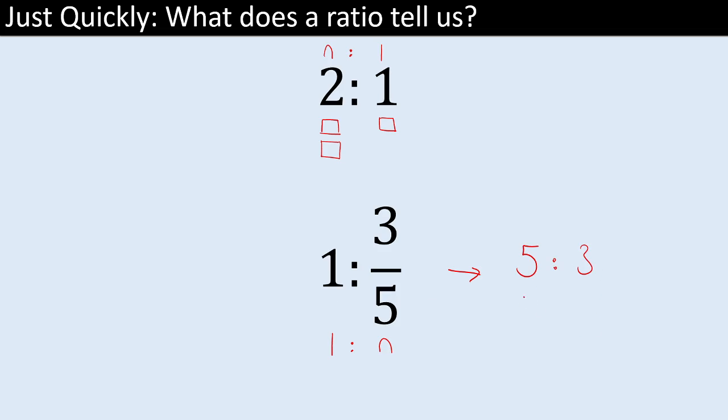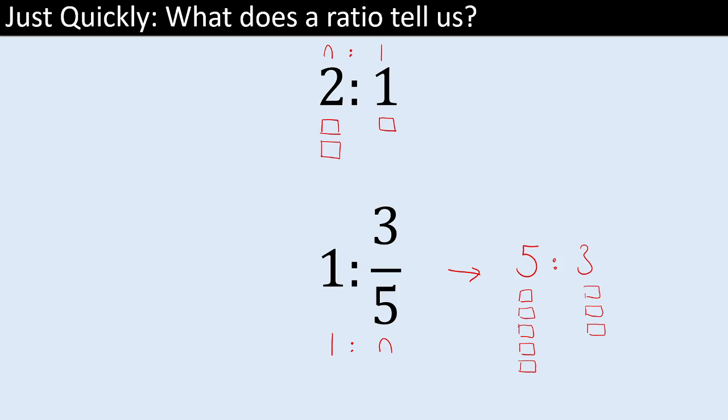something which is considerably easier to manage. 5 boxes to 3 boxes is considerably easier to manage than 1 to 3/5 of a box. Okay? But this is no longer in the form 1 to n because neither of these numbers are a 1. It is in its simplest form, though, because I can't divide by anything here that's a common factor. Okay, there's no common factor between 5 and 3, so this cannot simplify any further.